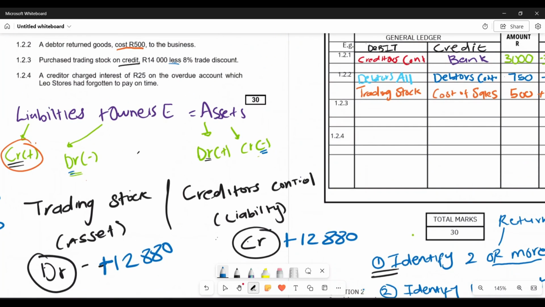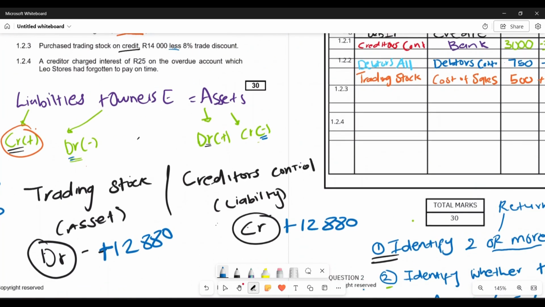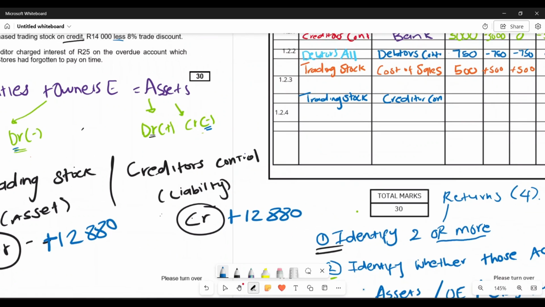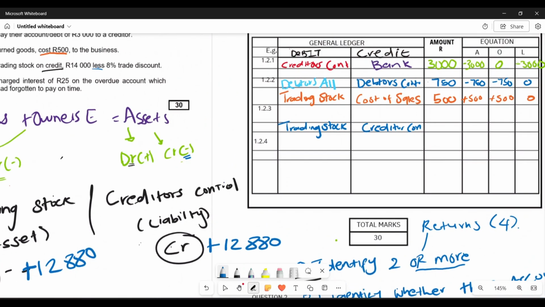So now to recognize the transaction, here, the two accounts that are affected, I'm going to write them here. Trading stock, this is the account debited. And the account credited, we said it's going to be creditors control. And how much is the amount? Our amount is 12,880.